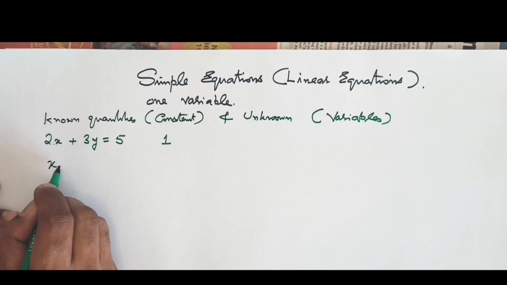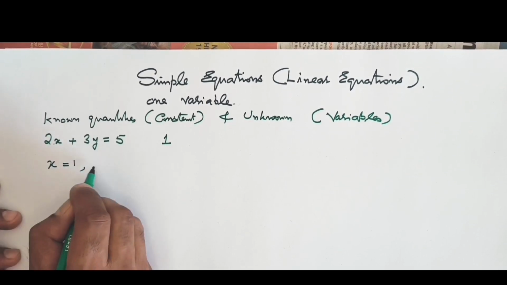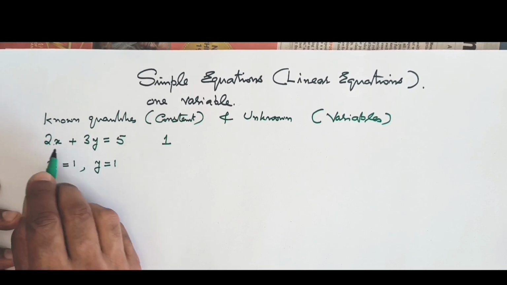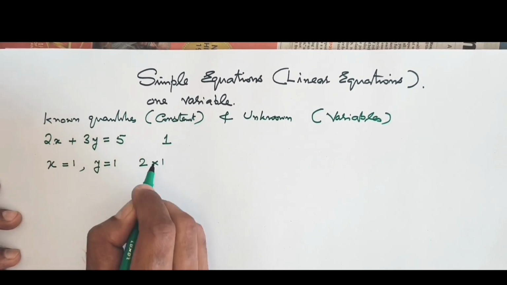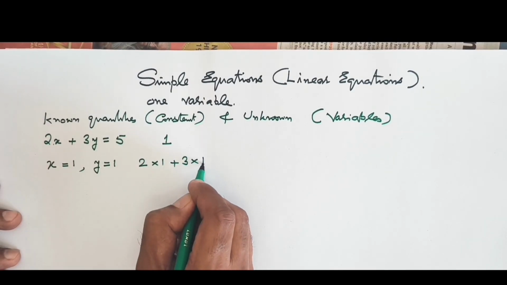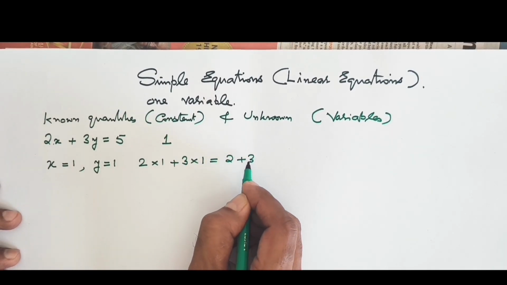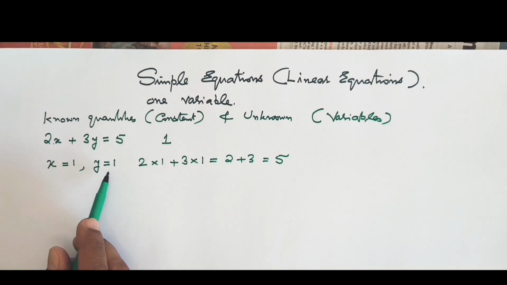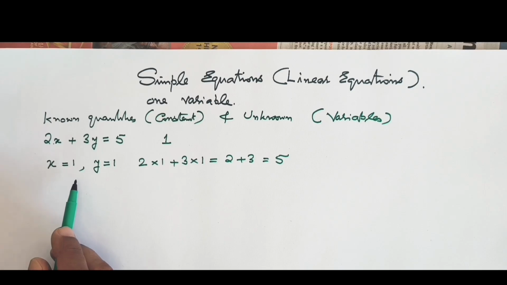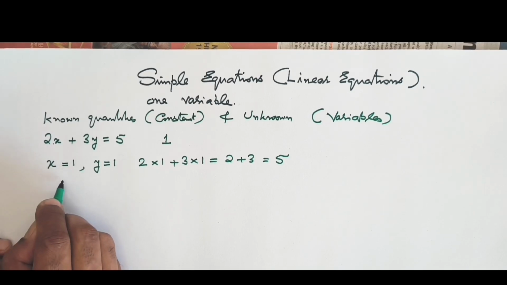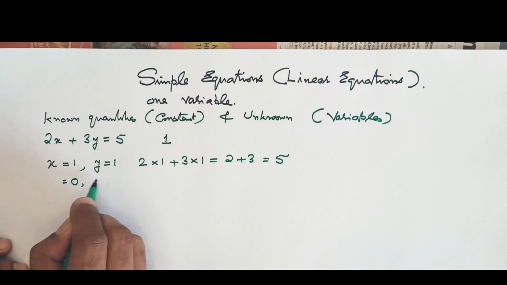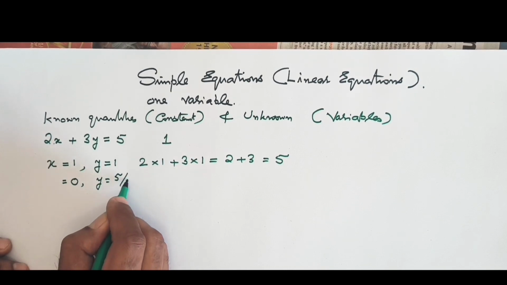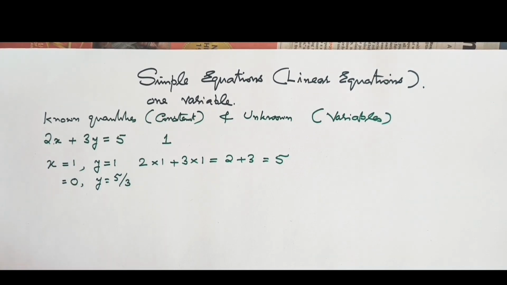See, look at this. If you put x equal to 1 and y equal to 1, what do you have? 2 multiplied by 1 plus 3 multiplied by 1, which is 2 plus 3, and that's equal to 5. This is the meaning of an equation being satisfied with the values of the unknowns. And these are called solutions, x equal to 1, y equal to 1. Similarly, you can find infinitely many solutions to this equation. See, if you put x equal to 0, y equal to 5 over 3, that will be another solution. And there are many solutions.